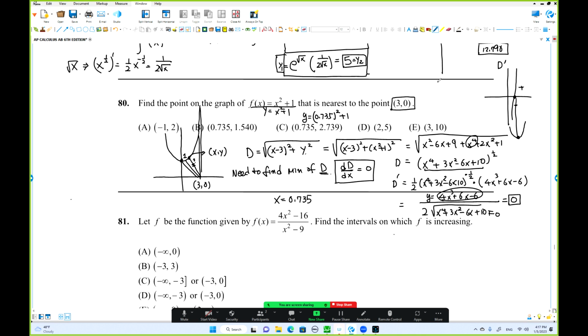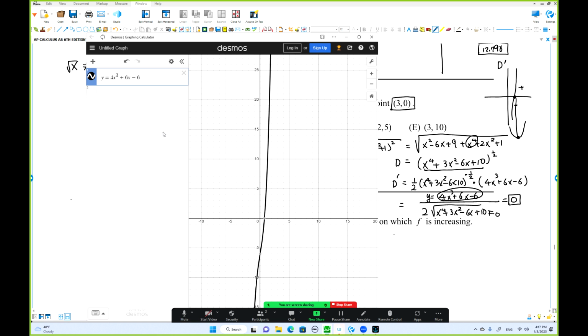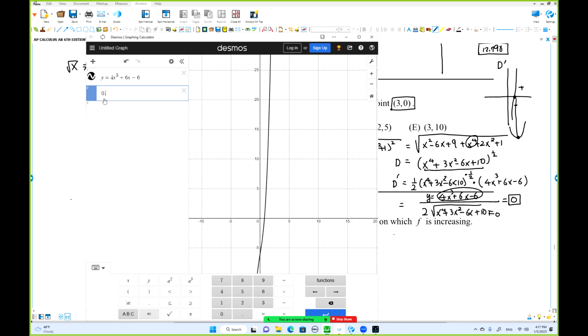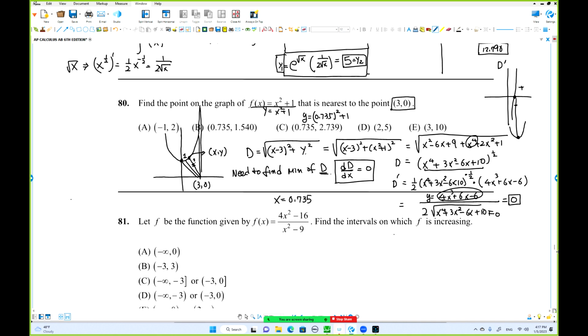Okay? So now let's find this one. That equals 0.735 squared plus 1, right? 1.540, okay? That's the answer. So this point is around over here.